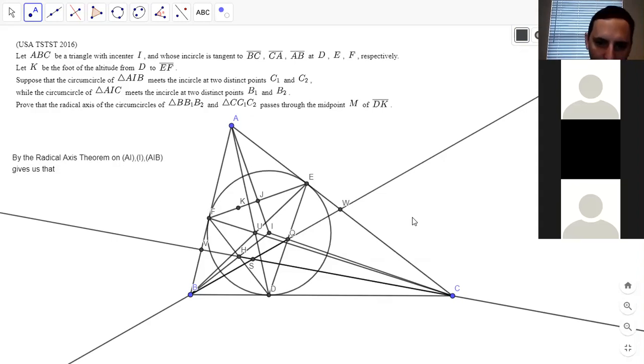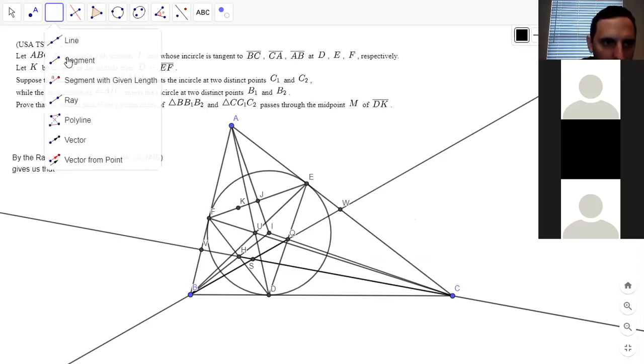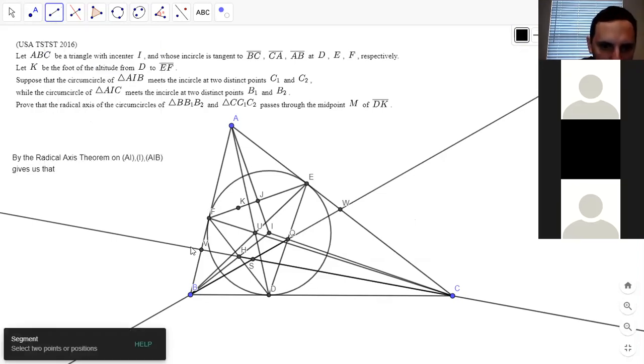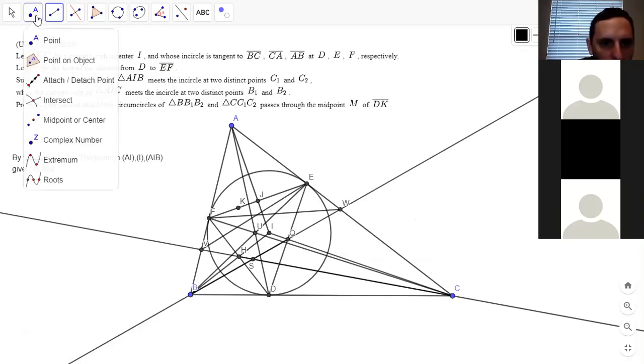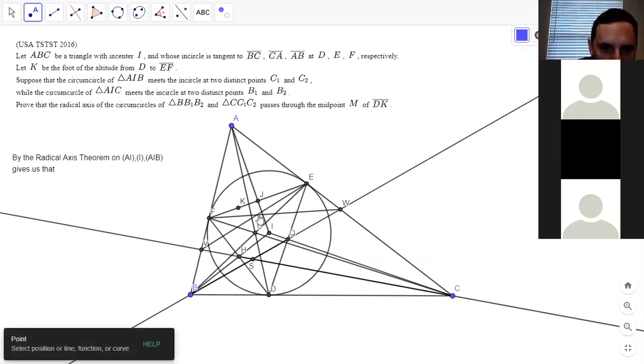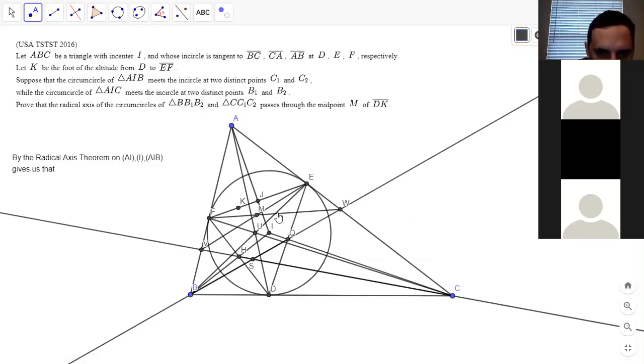Now, by Pappus's theorem, if we let VE and WF intersect, then that would lie on SU. So maybe we can show that some combination of those points passes through J. Interesting. Okay.